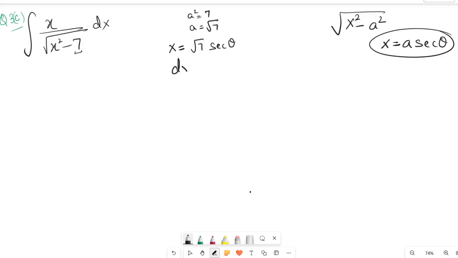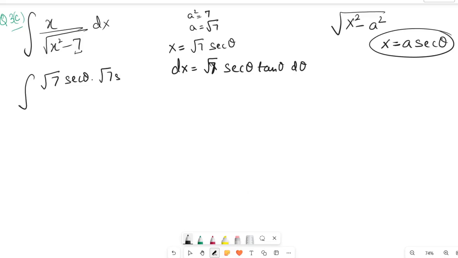To do substitution, we need to differentiate this. Root 7 secant theta's derivative is secant theta tangent theta d theta. Let's do the substitution. x is root 7 secant theta. dx is root 7 secant theta tangent theta d theta.